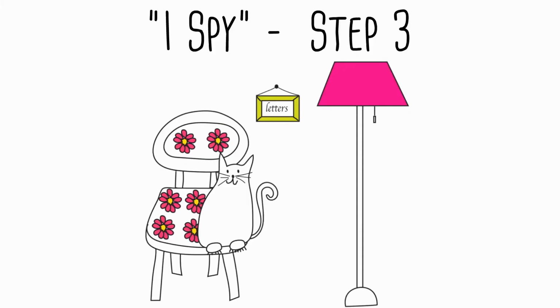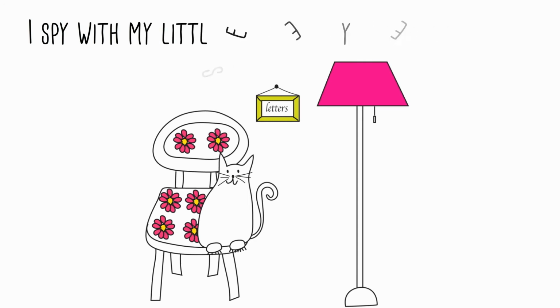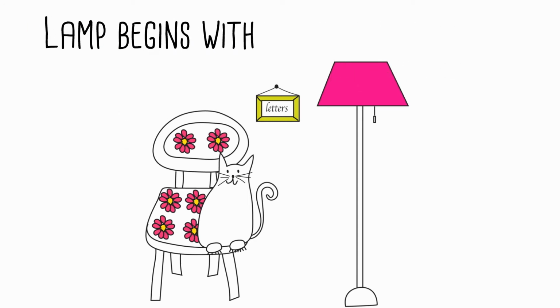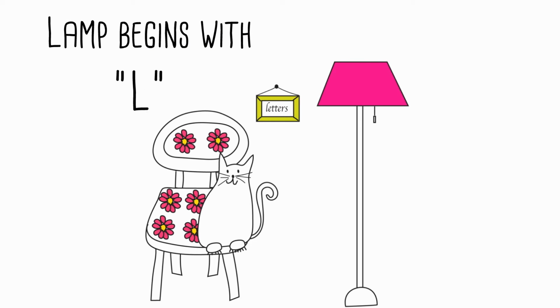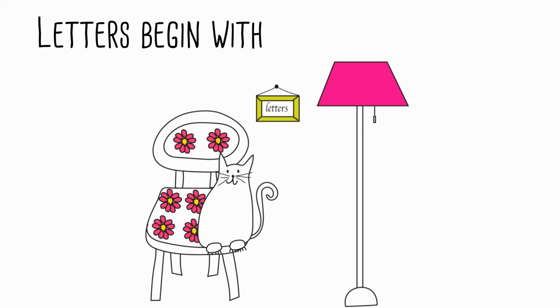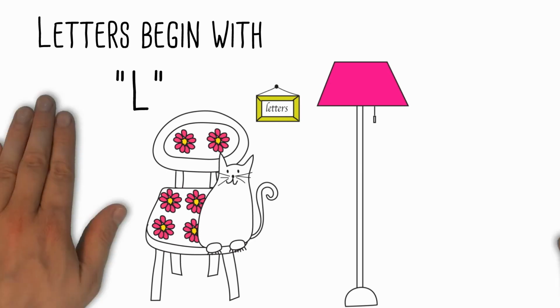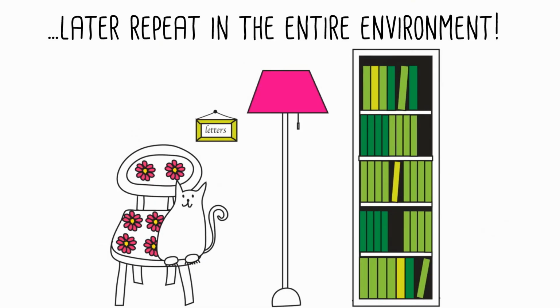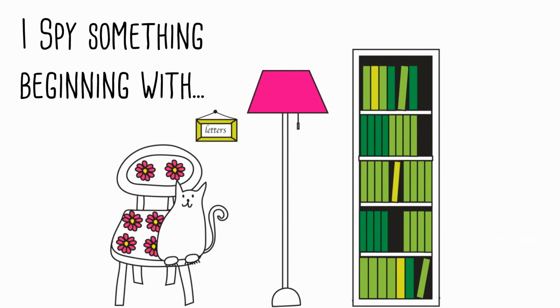Broaden the field of possible objects to include everything in a small section of the environment, such as a corner of the room. I spy with my little eye something beginning with L. Acknowledge all words that begin with a designated sound by repeating the word and sound. Repeat the process for the same or another small section of the environment. Later, repeat the process for a larger section of the environment and then for the entire visible environment.